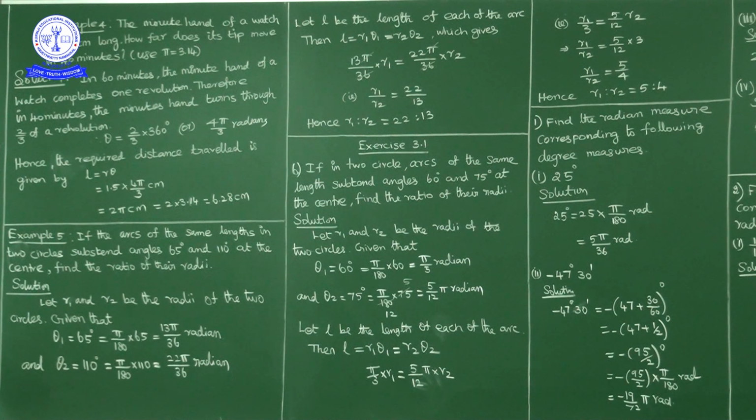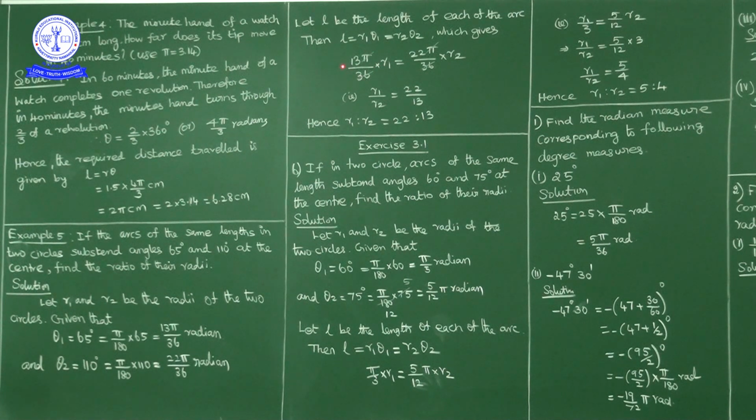Now let L be the length of each of the arcs. Then L is equal to r1 theta 1, also L is equal to r2 theta 2. So r1 theta 1 is equal to r2 theta 2, because the lengths of both the arcs are the same. We have to find the ratio r1 to r2.